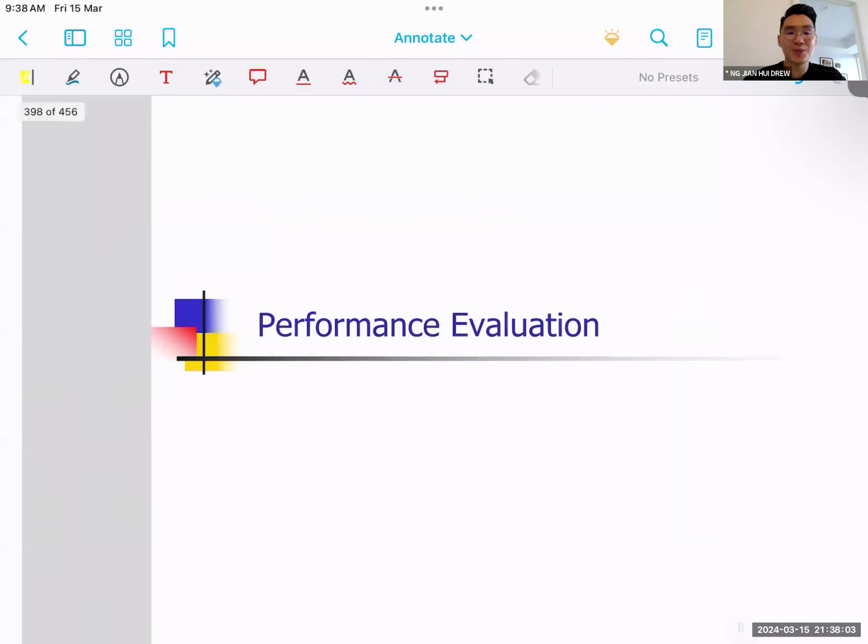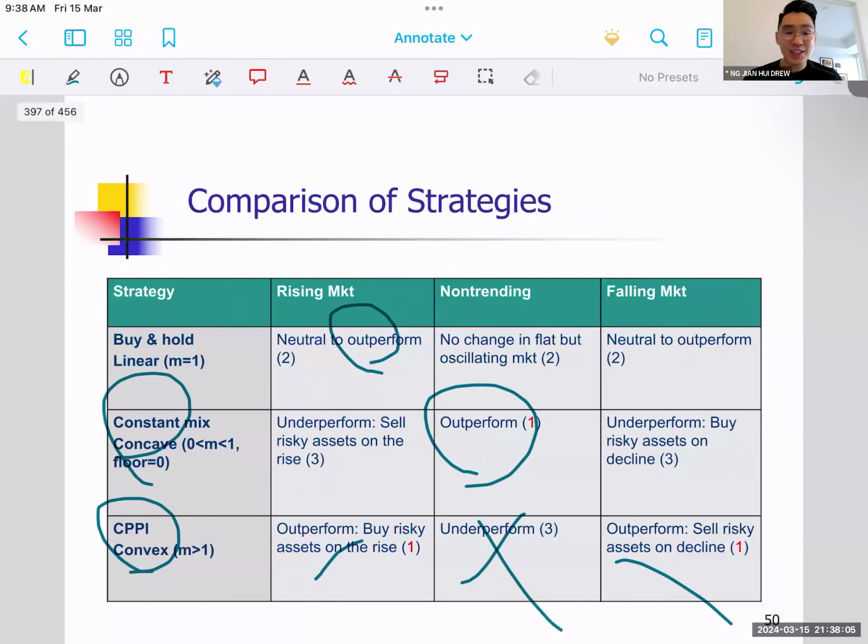All right. So, any questions so far? Because this is the end of the rebalancing component of our discussion. All right. So I think we are good.